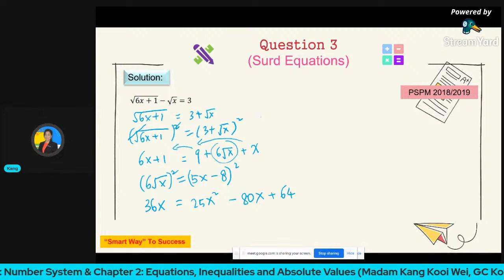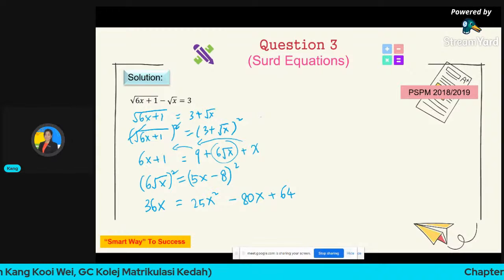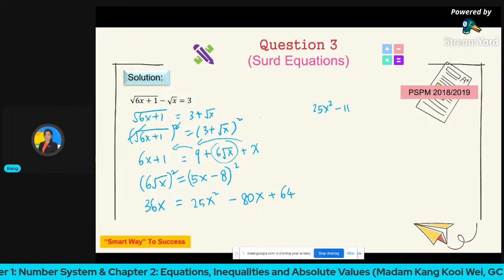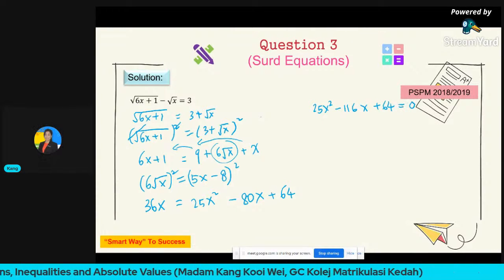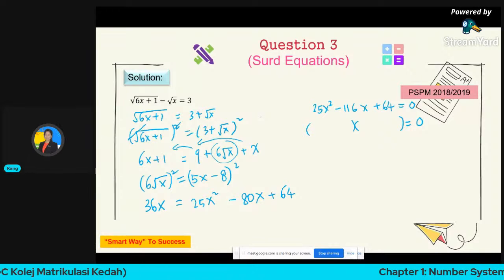Then after that, we rearrange the equation in order to get the right hand side equal to 0. So we rearrange them. You will get 25x squared, then this one, 36x, bring to the other side, you will get negative 36. So negative 116x plus 64 equal to 0. Then we do the factorization. This is a quadratic equation. We need to do the factorization to get the value of x.